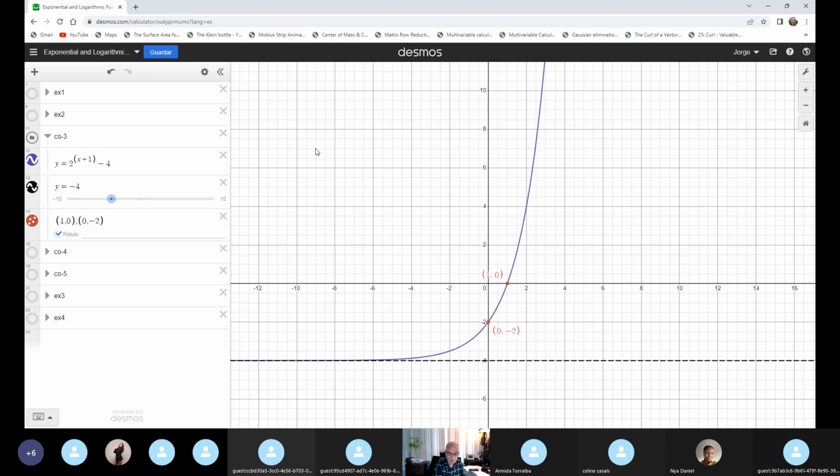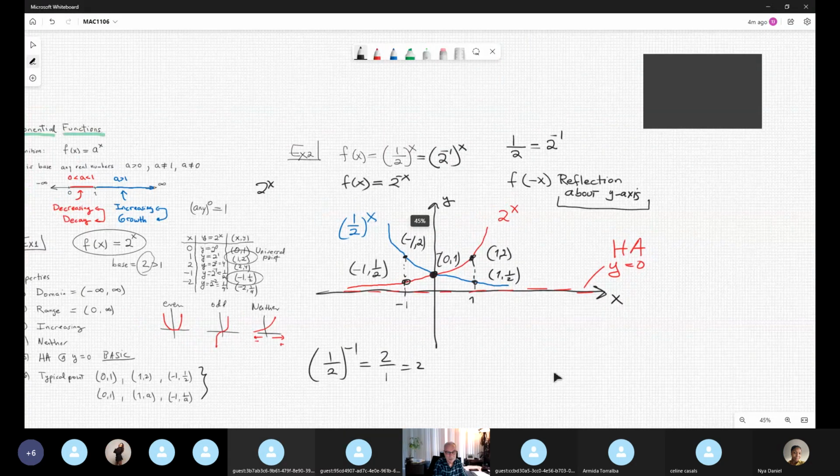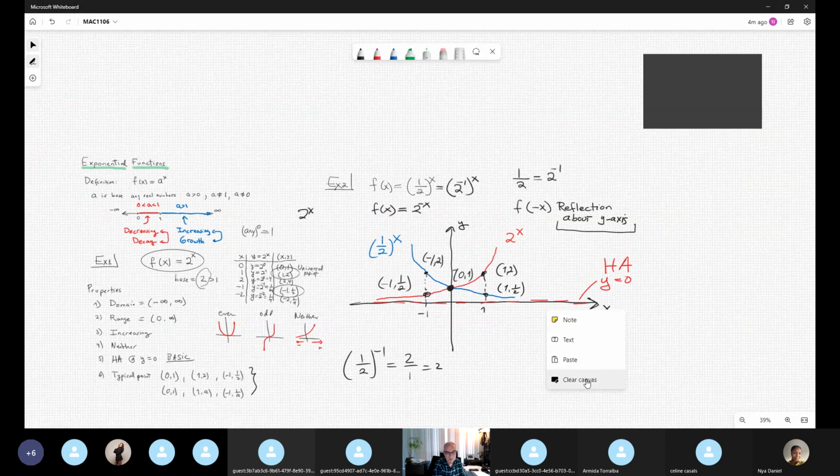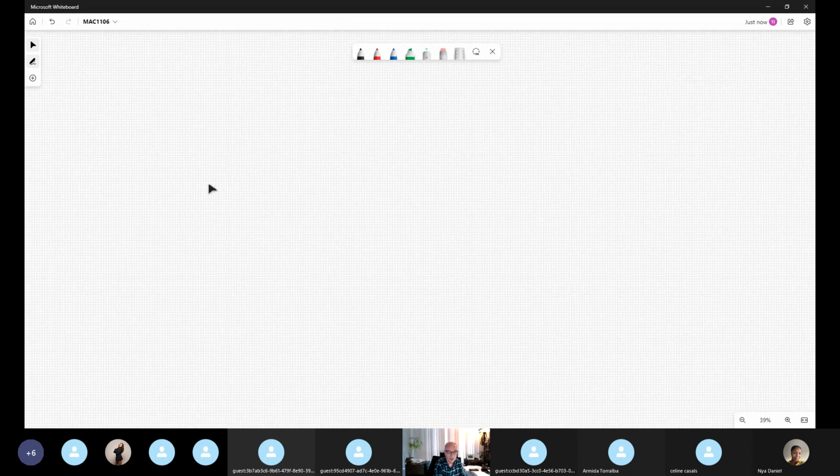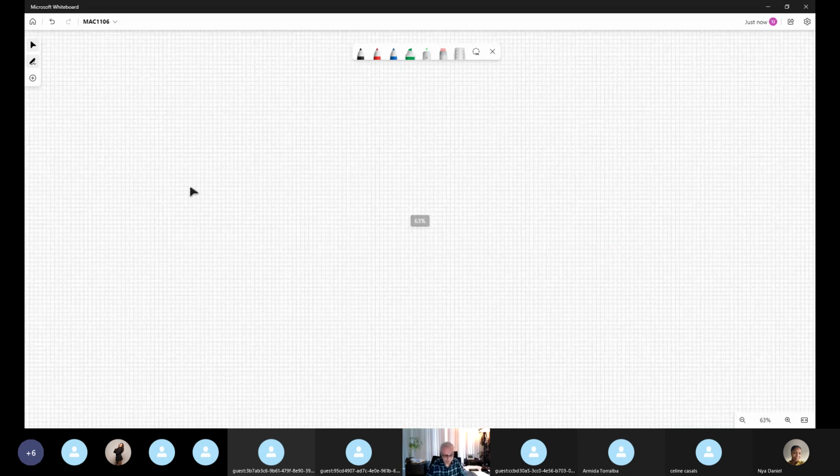Let me come back again to the whiteboard to illustrate the algebra behind this. Okay, so the example that we're doing now is example 3. Do you see my whiteboard? Yes or no? Yes. I want to erase everything. So we're doing example 3.